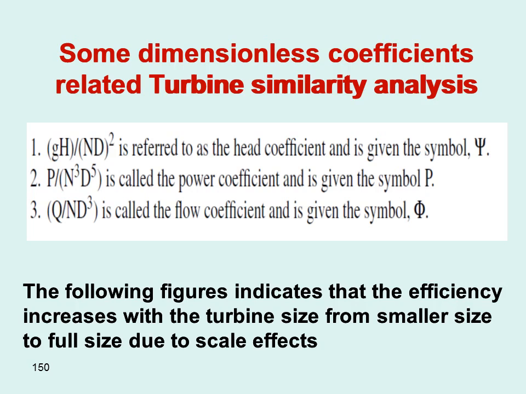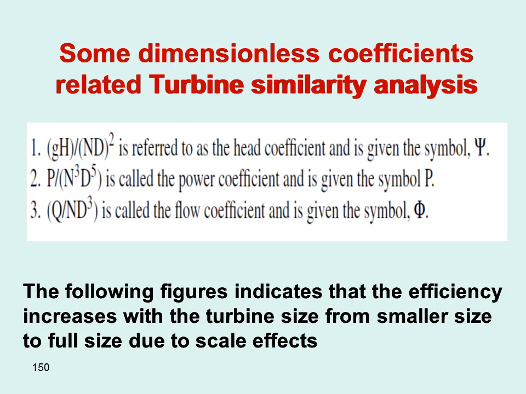Actually, gH over N squared D squared means head in dimensionless form. P over N cubed D to the power 5 represents the power in dimensionless form, and Q over N D cubed represents the discharge in dimensionless form.